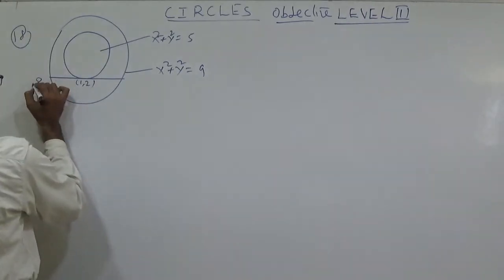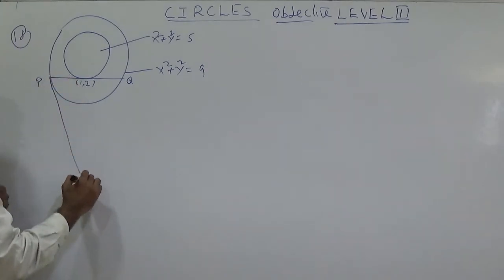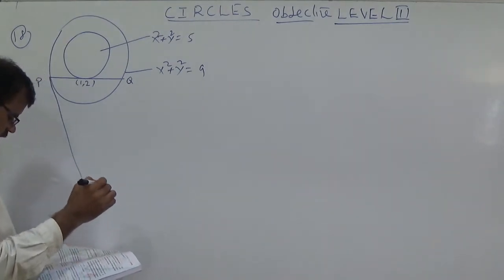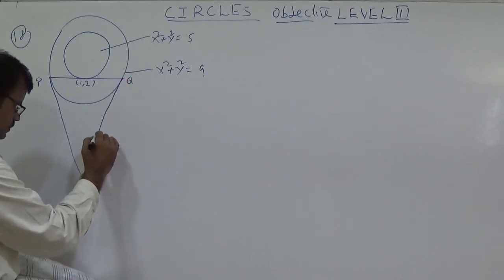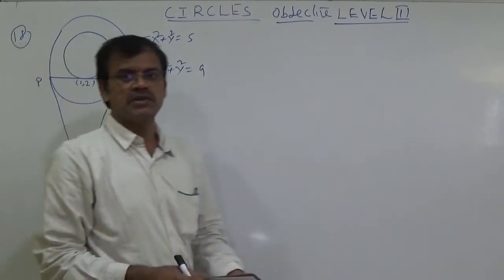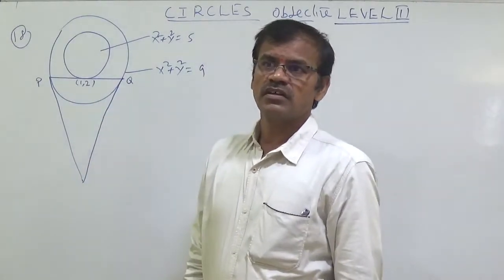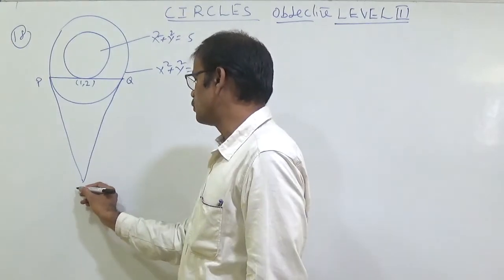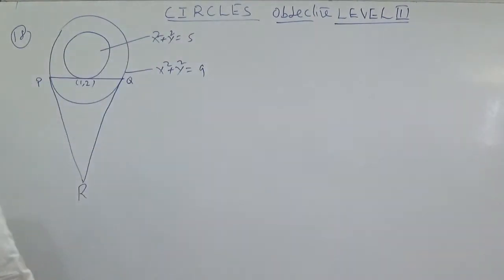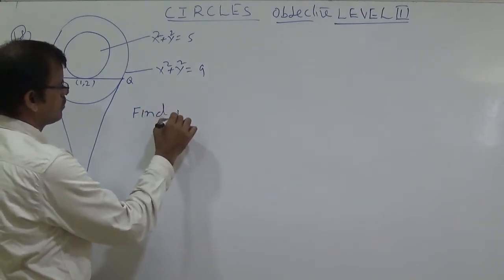This tangent drawn to the circle x² + y² = 5 intersects the circle x² + y² = 9 at P and Q. If tangents at P and Q to the second circle meet at R, this is the concept of tangents drawn at extremities of a chord. The locus of the point of intersection of tangents drawn at extremities of a chord is the pole. So this is R, and you should calculate R. Indirectly, you should find the pole.